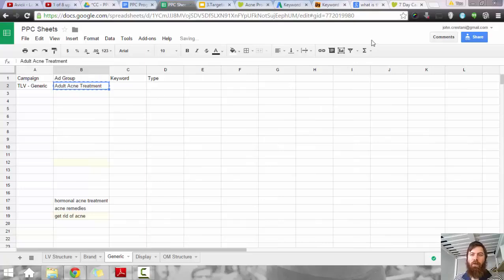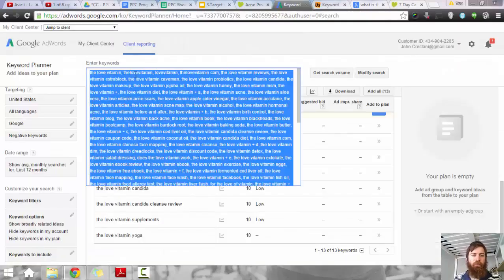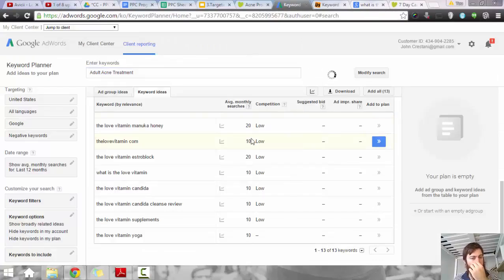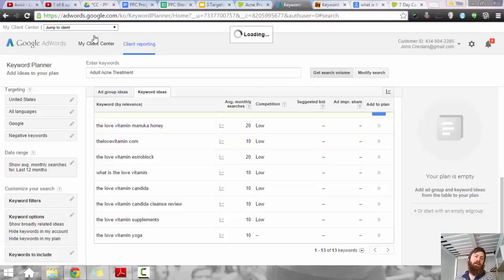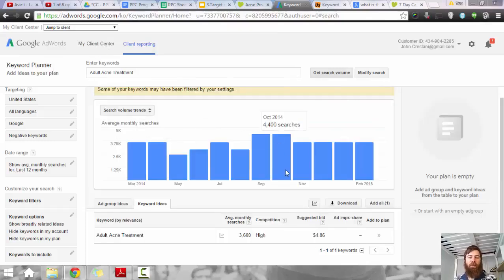I'm going to copy this word and throw it into get search volume right here. So again, I'm back in AdWords, I'm back in the keyword planner. This is where you're going to spend a lot of time. Back in the ad group section, I went over how you define what are keywords that are about your business.